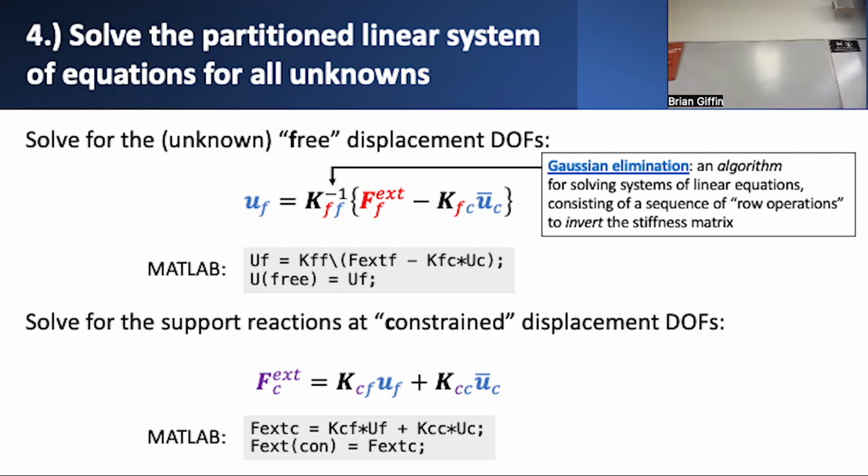Once I know what all the 3 degrees of freedom displacement values are, and I already knew what those constrained displacement values were, I can plug them back in and use those partition subblocks of the stiffness matrix to just directly reconstruct what are those support reaction forces. Okay, so that's effectively what this is doing.